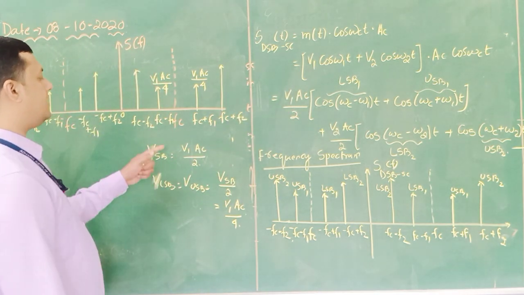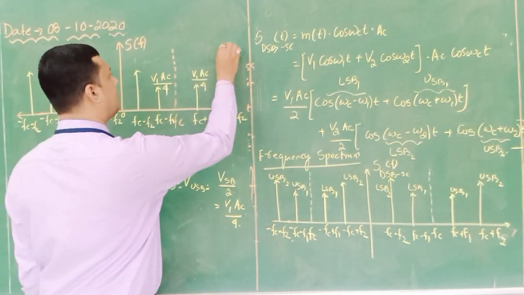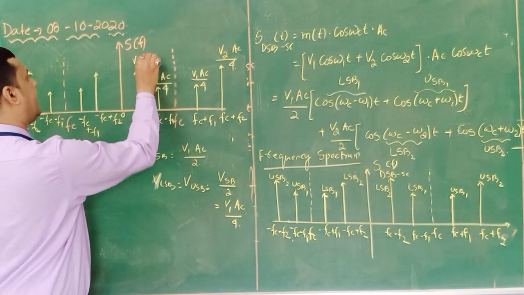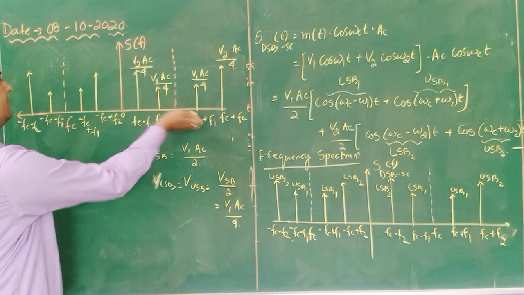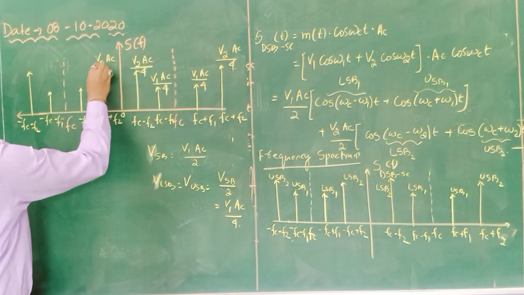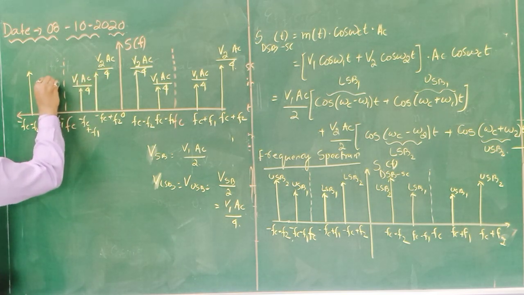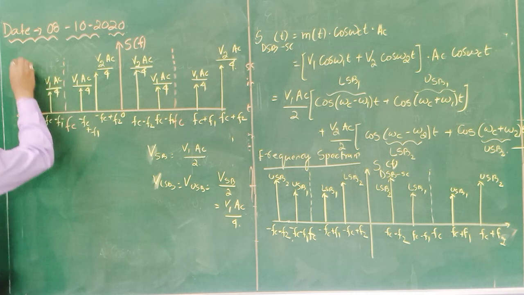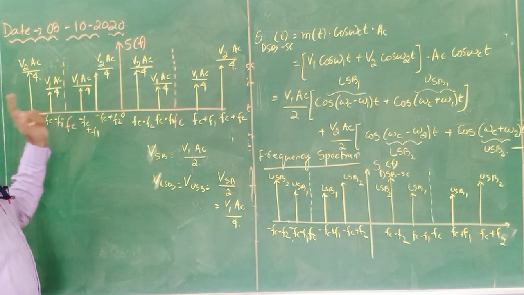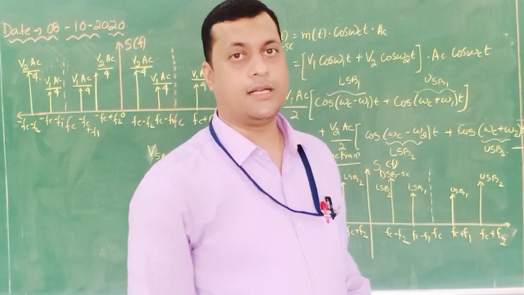Done? Similarly, the same principle will be followed for the second modulating frequency, that is V2 AC divided by 4, V2 AC divided by 4. The same thing you should reflect on the left hand side. Here it is V2 AC divided by 4. This is V1 AC divided by 4, V1 AC divided by 4. This is V2 AC divided by 4. So this is the amplitude available in the frequency spectrum for the multitone signal.